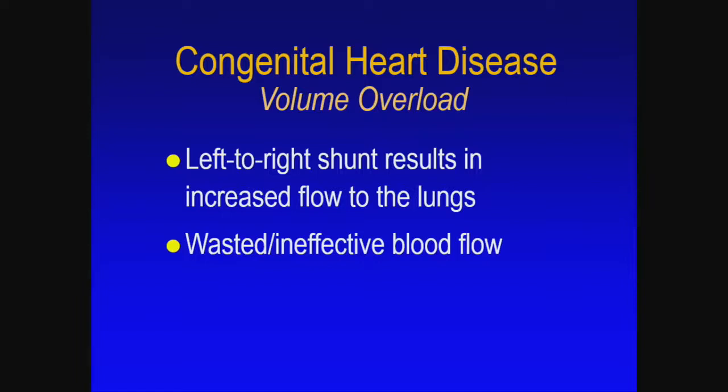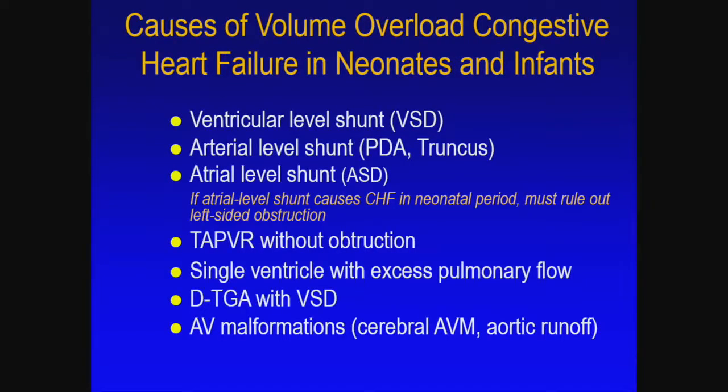Left to right shunt, increased flow to the lung, wasted or ineffective pulmonary blood flow. The blood that was ejected from the right ventricle is coming back to the right ventricle, so ineffective pulmonary blood flow. Okay. All kinds of shunts, VSDs, arterial level shunts like PDA and truncus. Atrial shunts or ASDs are less commonly associated with volume overload, but in patients with chronic lung disease, this may be an issue and they have to be fixed early.